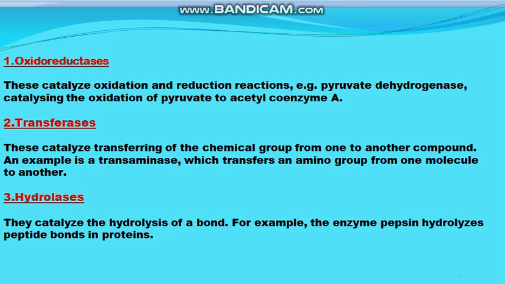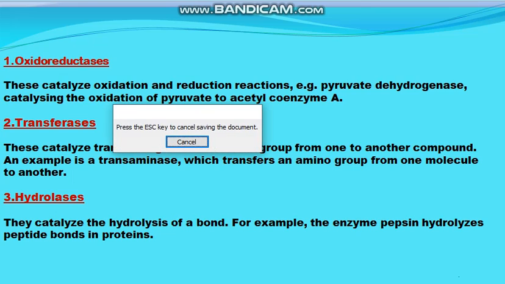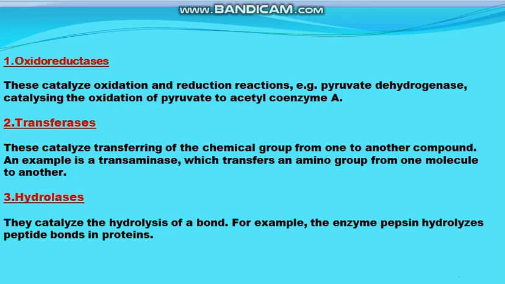They catalyze the transfer of a group between a pair of substrate molecules. Then comes the hydrolases. Hydrolases are the enzymes which break a complex molecule into two products by breaking the bond. So these are the hydrolases, for example, lipase and amylase. They break the complex molecule by hydrolysis, that is the addition of water. So these are the first 3 classes of the enzymes.